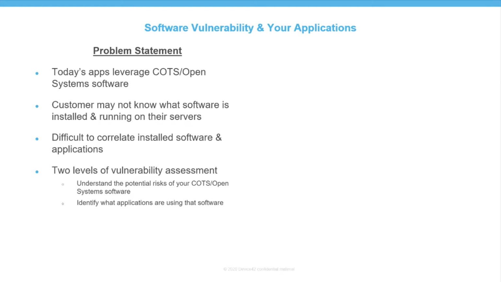Before a customer can assess software vulnerability of their applications, the customer must understand what software is installed. Many customers do not know the answer. To further compound the challenge, the customer cannot tie the installed software to their applications and application servers. To address the vulnerability, the customer must first assess the risk of the installed software and then map that software to the application servers and services.